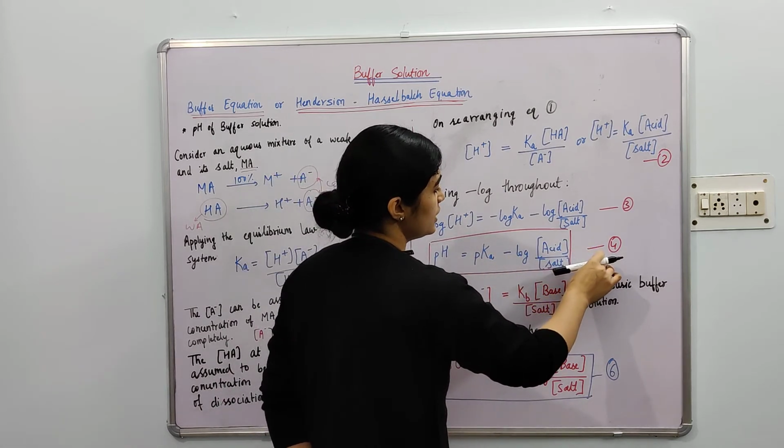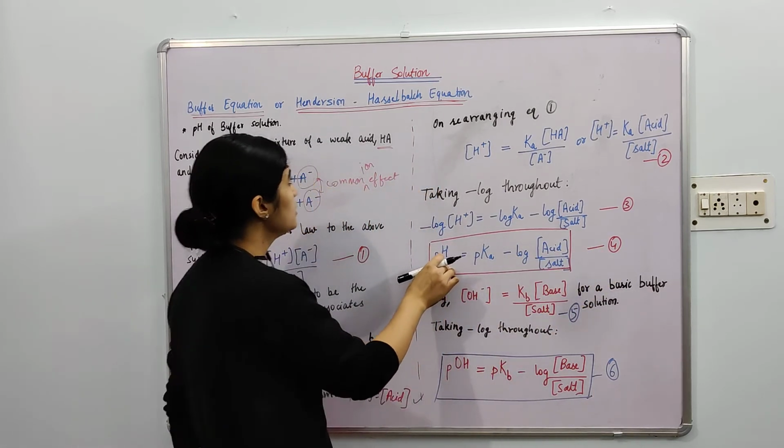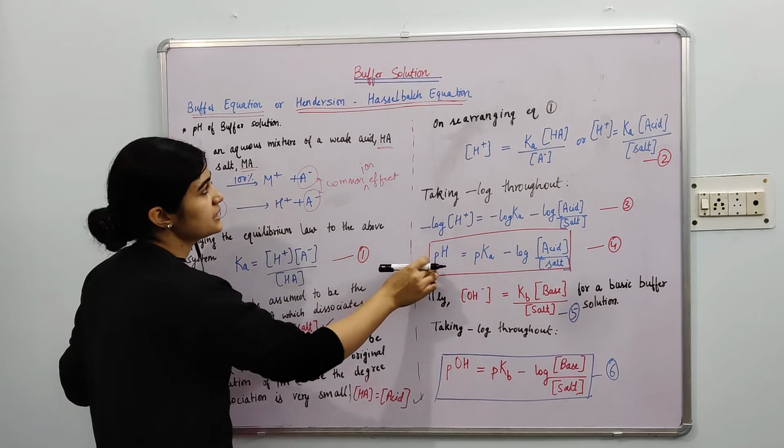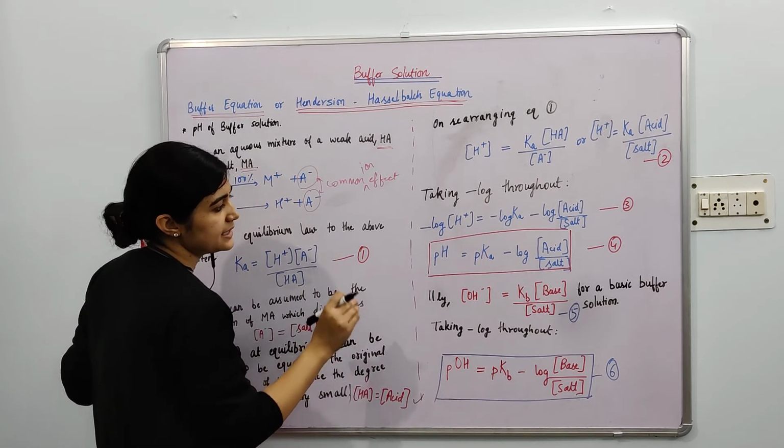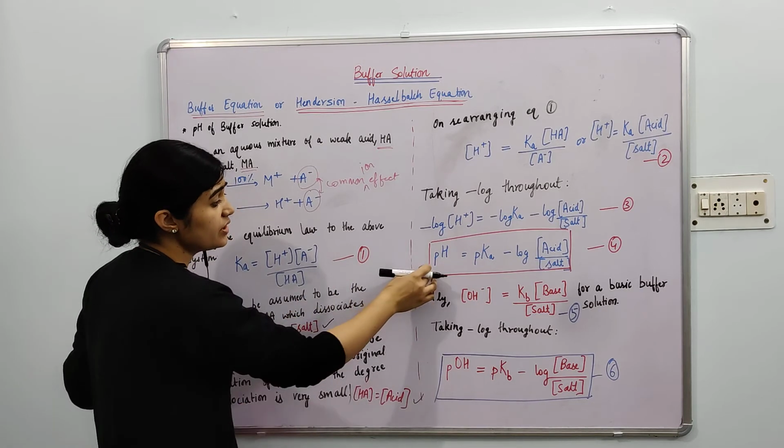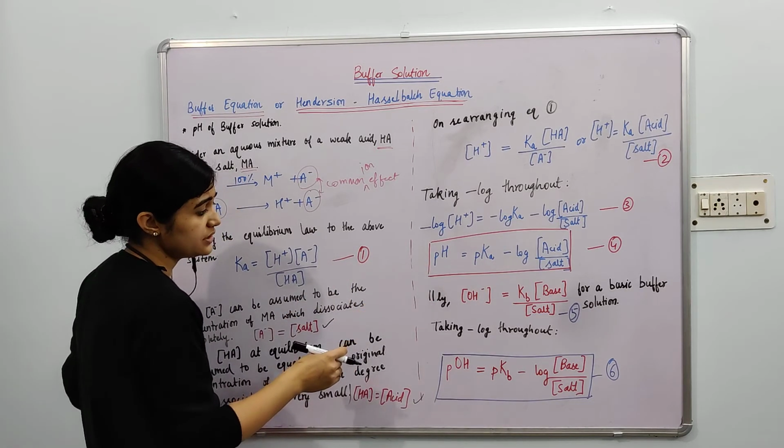This fourth equation is the Henderson-Hasselbalch equation for acidic buffer. So this equation is valid only for acidic buffers.